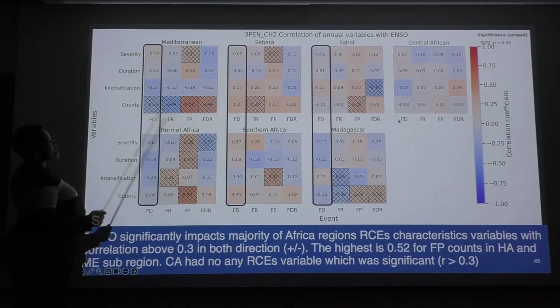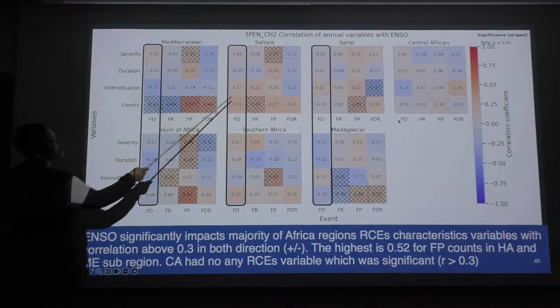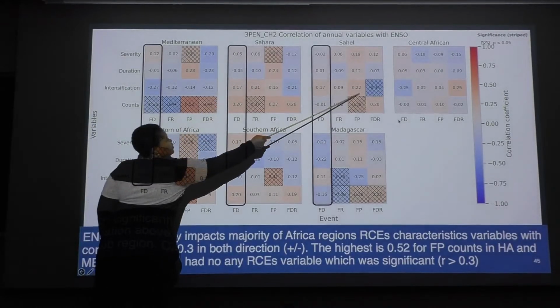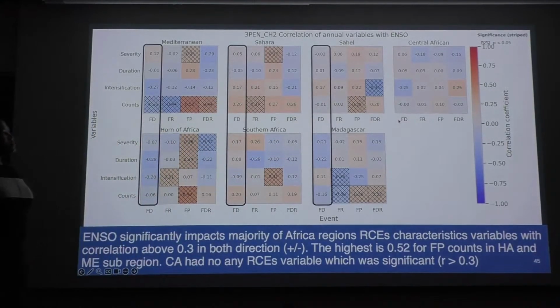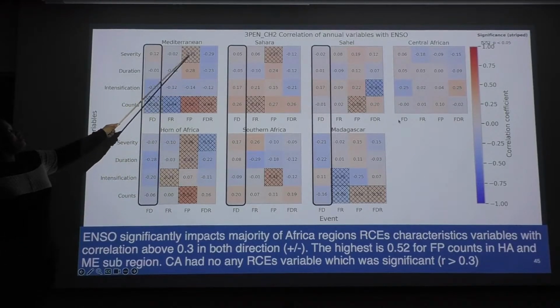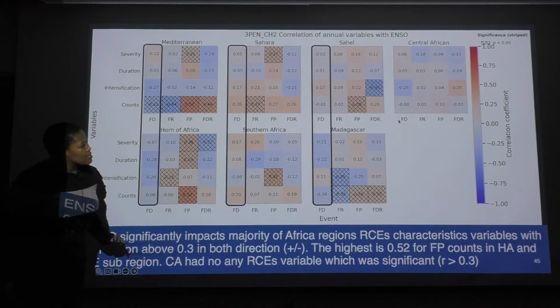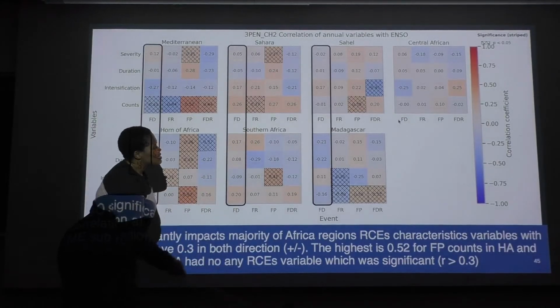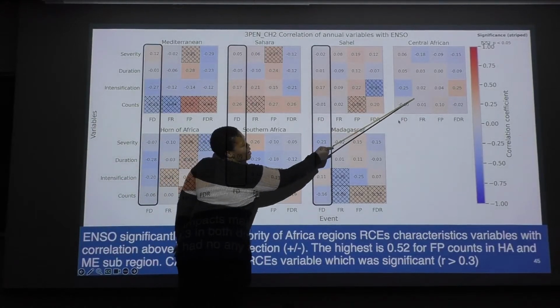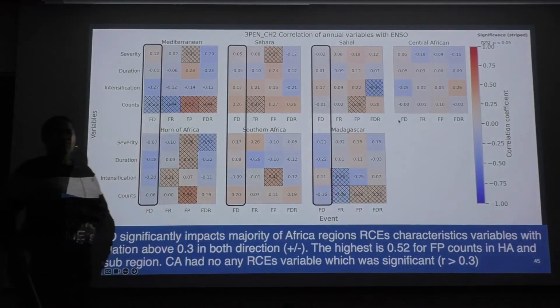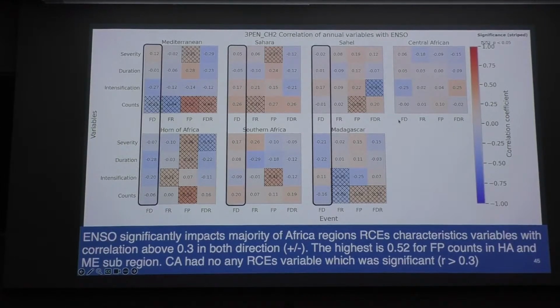Another thing is that ENSO has a lot of areas over these characteristics where the significance of this event happened. And when we see the significance, the correlation is more than 0.3, up to 0.52. There is another one at 0.6, but I'm not showing it here. One thing also to note is that over Central Africa, there is no significance concerning ENSO.